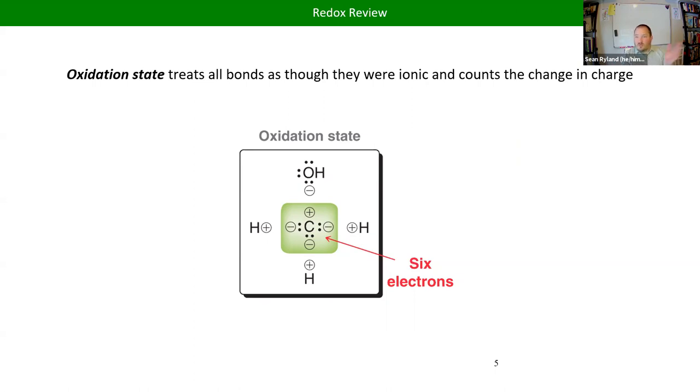Hydrogen can have a range of oxidation states, and so can carbon. And it all has to do with how much oxygen is around, really. The more oxygen we have around, the more oxidized our carbon is. Right? That's literally where the term oxidized comes from, because when you put oxygen with pretty much anything, it steals the electrons.